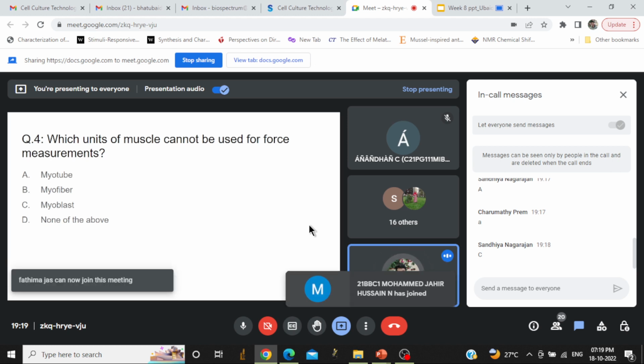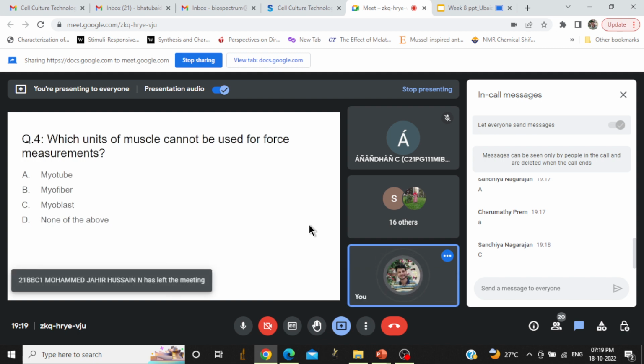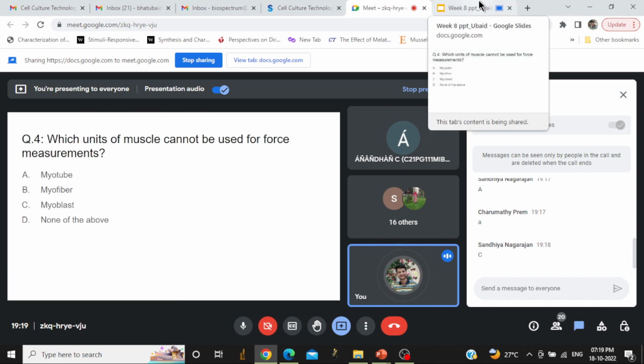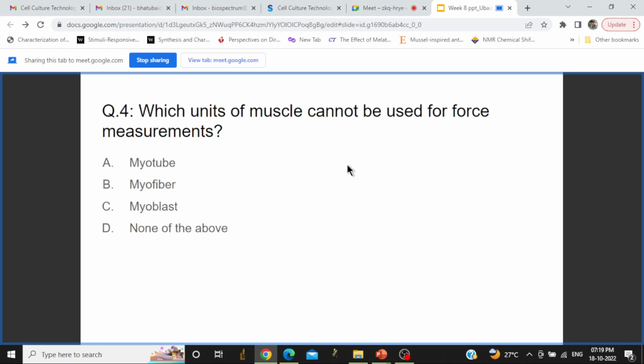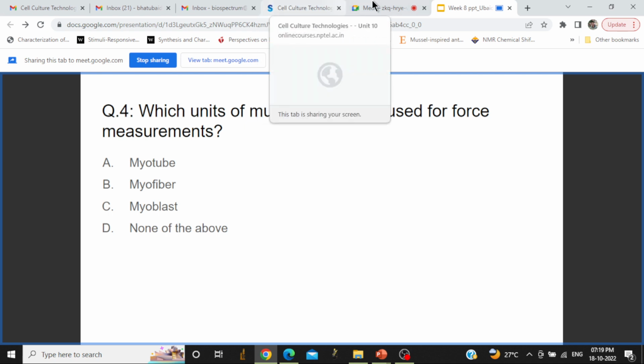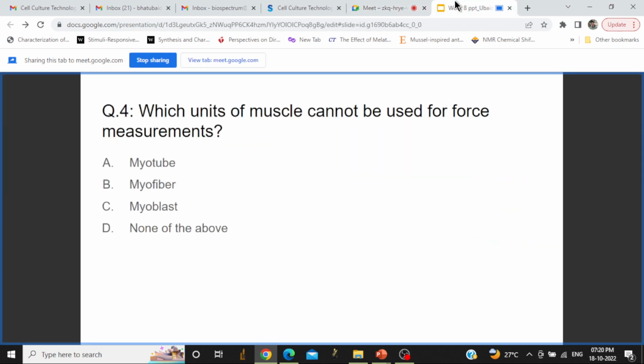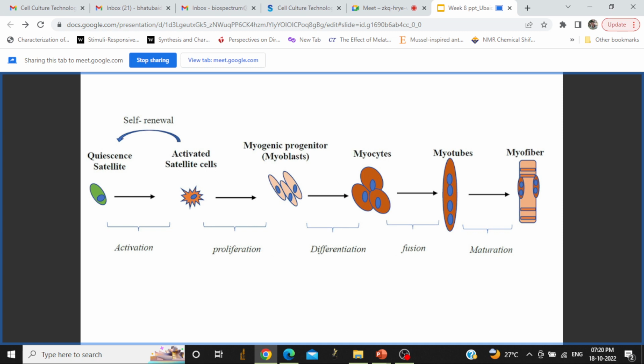So myoblasts are actually the progenitor cells. They do not have contractile power, so they are not used for contractile measurements with respect to the cell. The question may arise in your mind that the contraction of the tissue should be measured, for example a whole muscle or a whole cardiac tissue. But here the contraction of cells is measured. There are different types of cells, and among them myoblasts, which are the progenitor cells of the muscles, are not used for force of contraction measures because they do not contract. So here in this slide I have explained it.